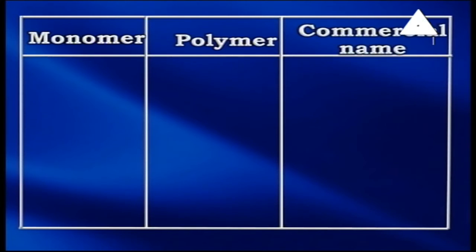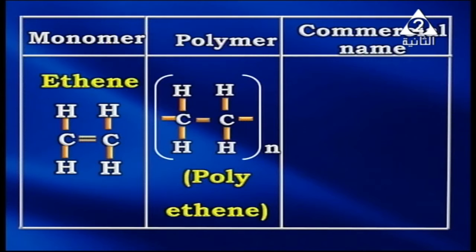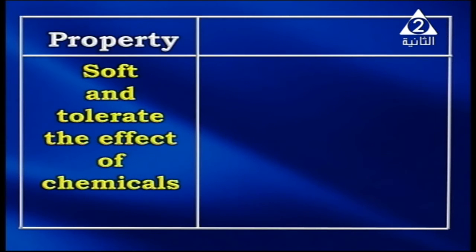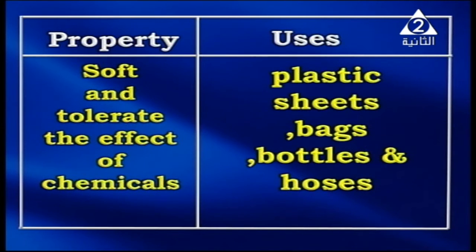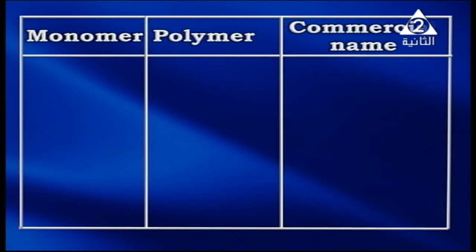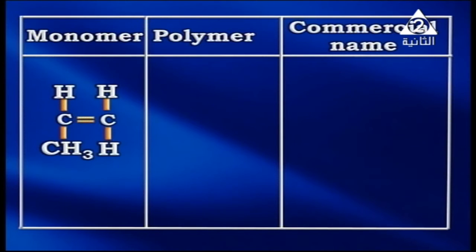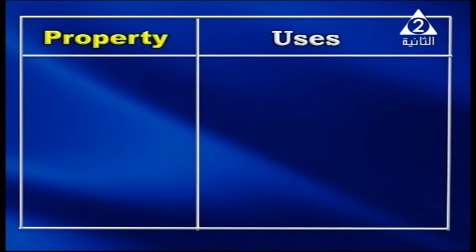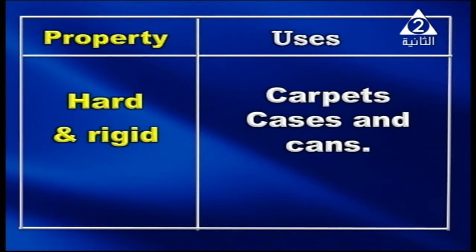Here the first monomer is called ethene, and the polymer produced, as shown on the screen, is called polyethene, and its commercial name is polyethylene. Its property is soft and tolerant to the effect of chemicals, and it is used in plastic sheets, bags, bottles, and hoses. The second monomer of alkene that we are going to show is propene. Its polymer, as shown on the screen, is called polypropene, PP. Its commercial name is polypropylene, and it is hard and rigid and used for carpets, cases, and cans.